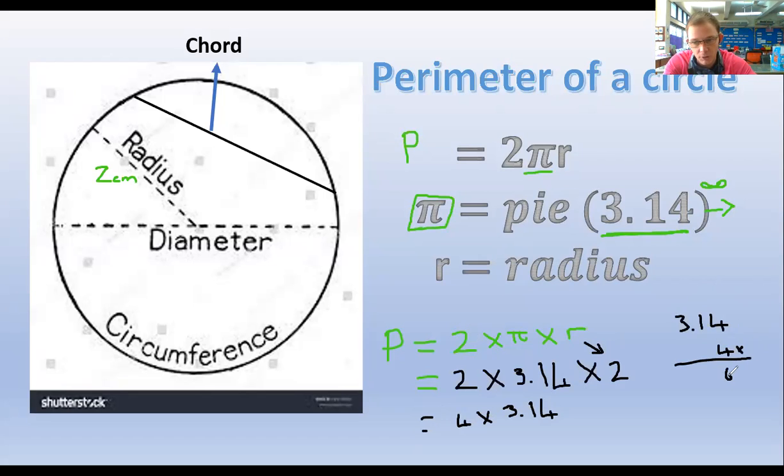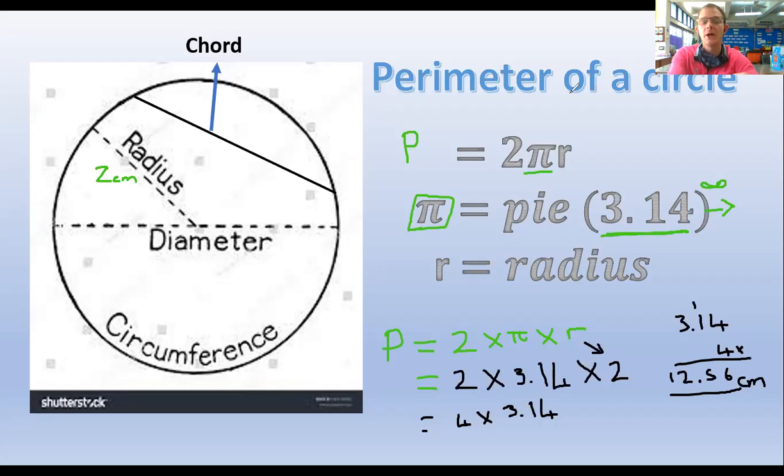If we quickly do that calculation, we'll find the perimeter of the circle. So 4 times 4 will give us 16. 4 times 1 equals 4 plus 1 equals 5. 4 times 3 equals 12. So the perimeter of this circle would be 12.56 centimeters. Remember, always work in the same units. Does everyone understand the basic formula for pi, for the circumference and perimeter of a circle?